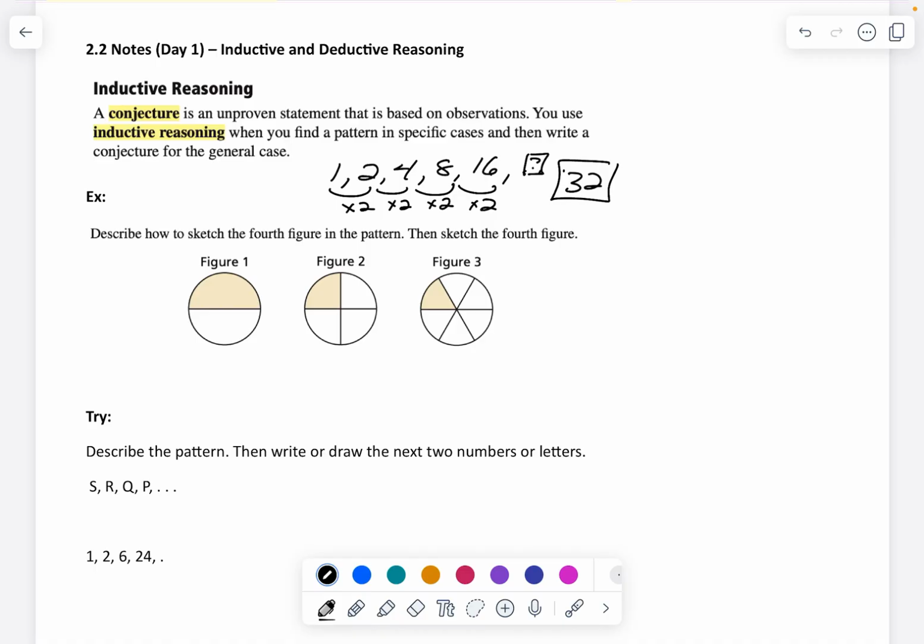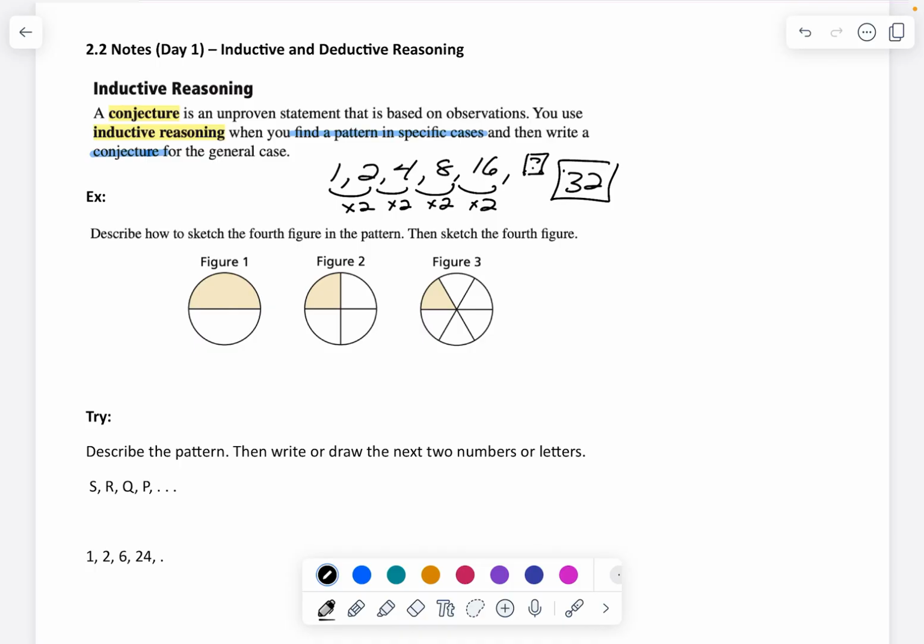Inductive reasoning is when you look for a pattern. So you're finding a pattern, and then you write a conjecture. It's almost like a hypothesis, like, I think it's this. And then you test it.